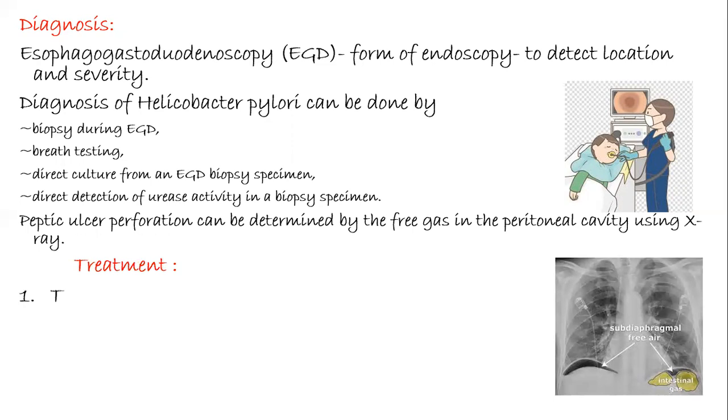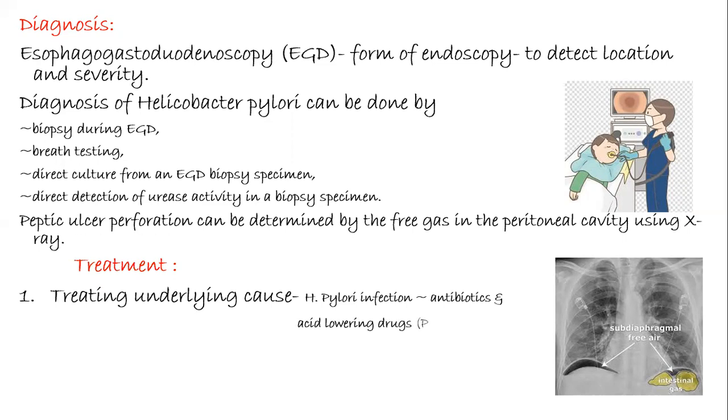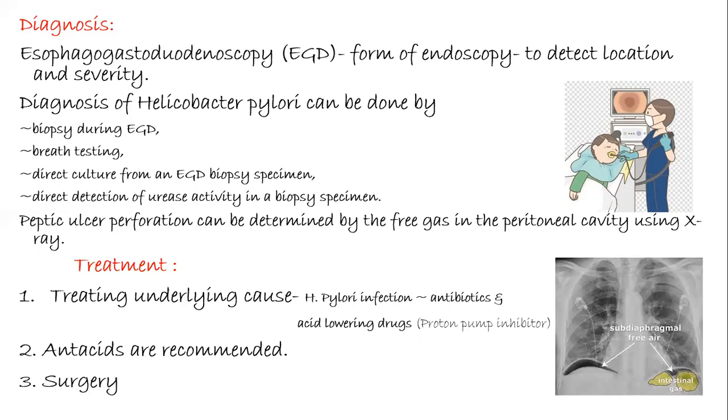For treatment of gastric ulcer, the main treatment is to treat the underlying cause. If the major cause is H. pylori infection, then the patient is given antibiotics and acid lowering drugs like proton pump inhibitors. Sometimes the patient is given antacids. And thirdly, severe perforations and severe ulcers are treated with surgery. Thank you.